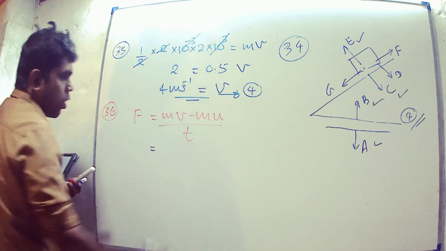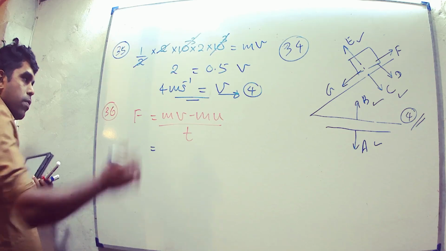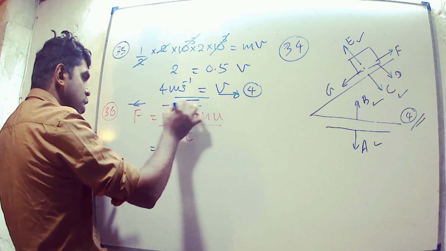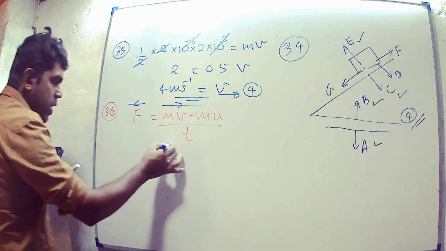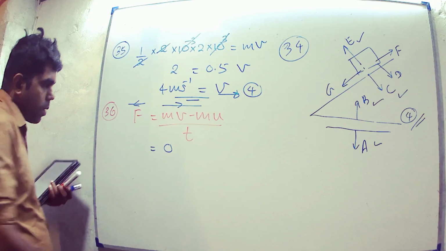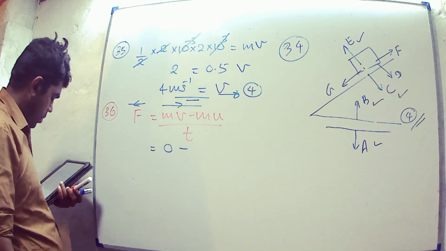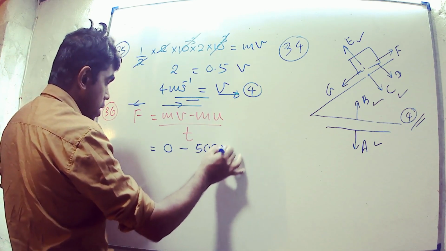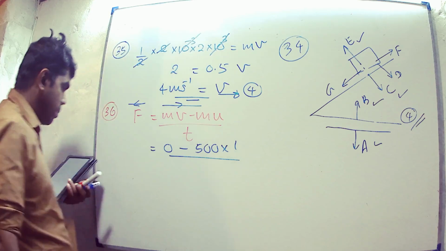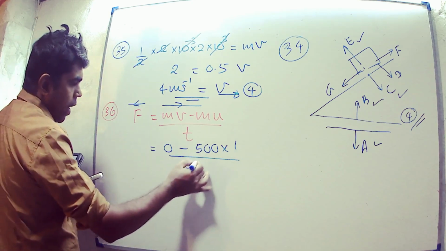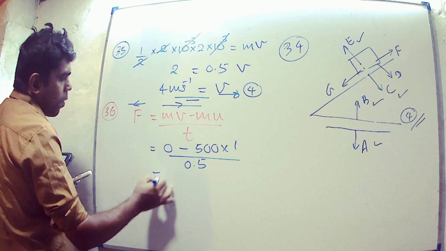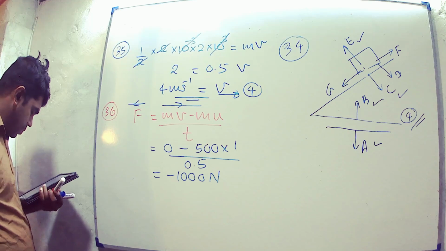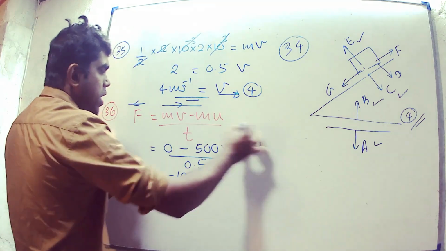No, there is no final velocity. Force on the roller in this direction should be equal to the change of momentum in this direction: mv0 minus mu, mass 500 kilograms, velocity 1, divided by time, which is given as 0.5. 500 divided by 0.5 is 1000 newton. Minus means it is in the opposite direction. Then the answer is 4 for question number 36.